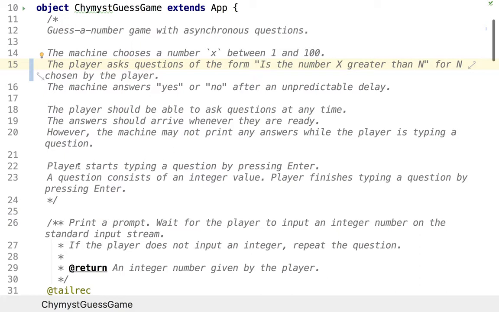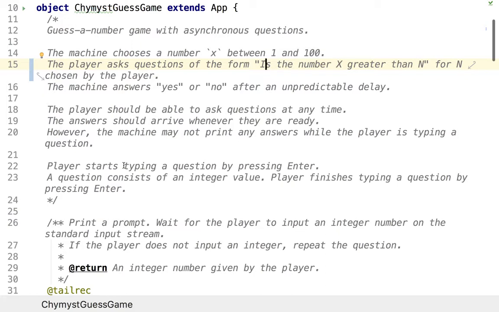So to make the specification of the program quite precise, let's imagine that we are using just a standard terminal input, and the player indicates the beginning of a question by pressing enter. After that, the console is at the player's disposal, and the player will type an integer value, and then finishes typing that question by pressing enter again. So types an integer value and presses enter.